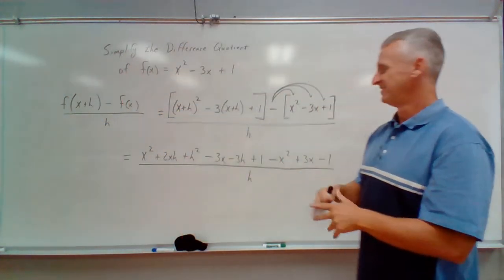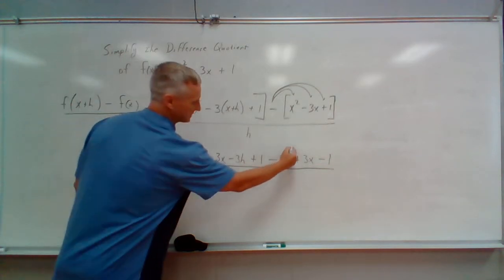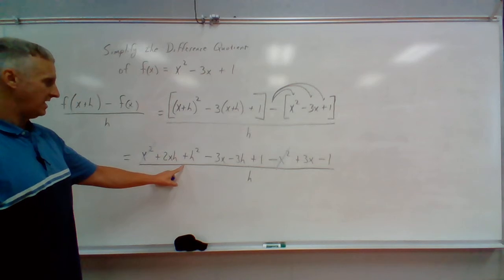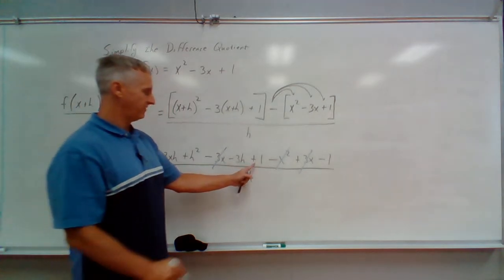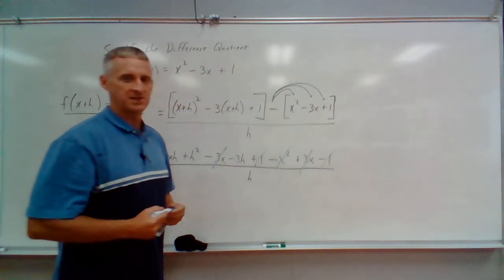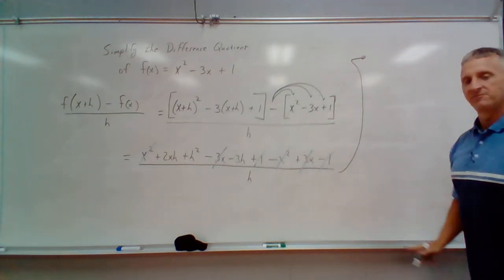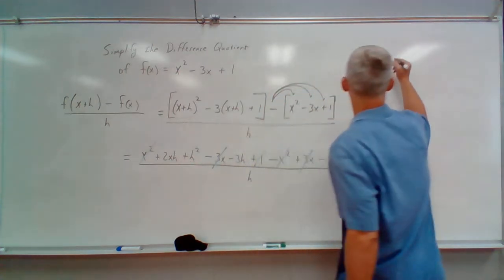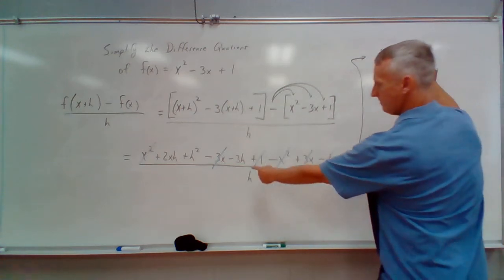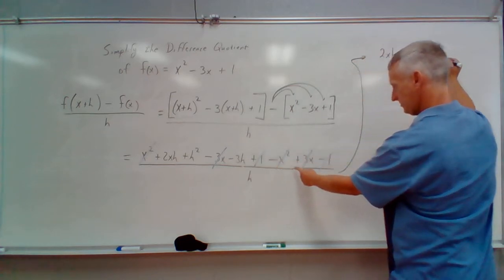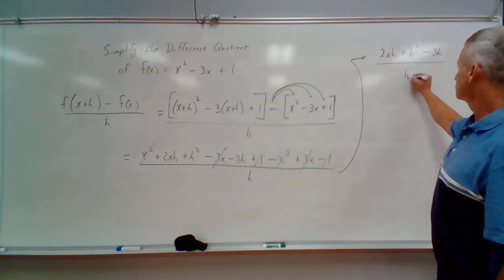Now we really made a mess, didn't we? But magic stuff happens now. I have x squared minus x squared. Those cancel. I have negative 3x plus 3x. Those cancel. I've got 1 minus 1. Those cancel. Let's see if we can figure out what we've got left. I've got 2xh plus h squared minus 3h. And that looks like it. Make sure, minus 3h. And that's still all over h.